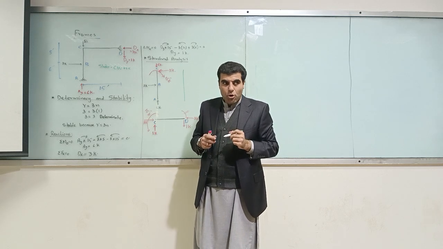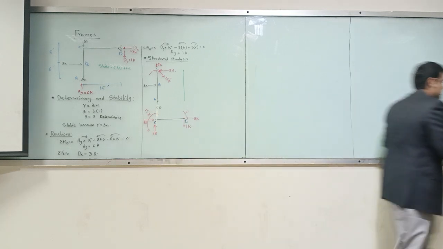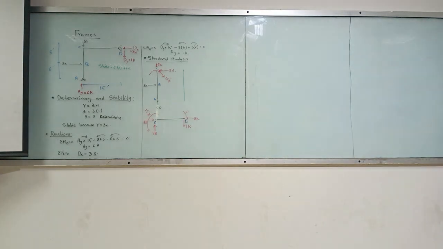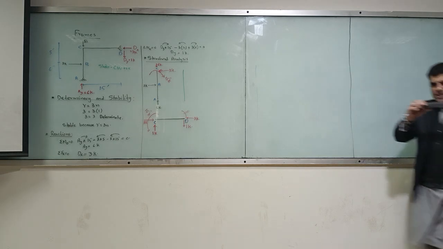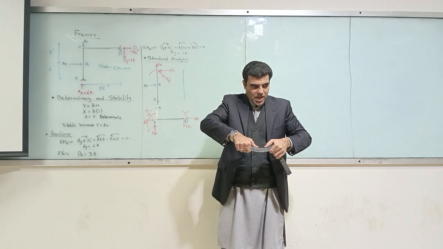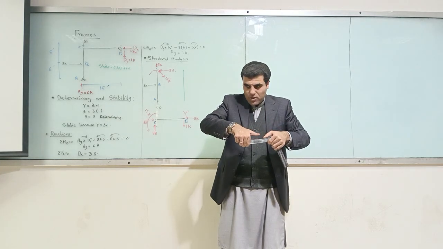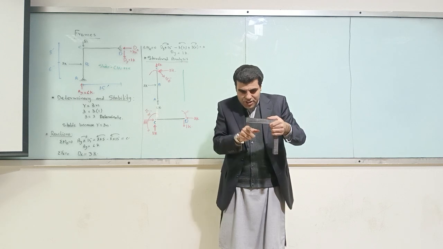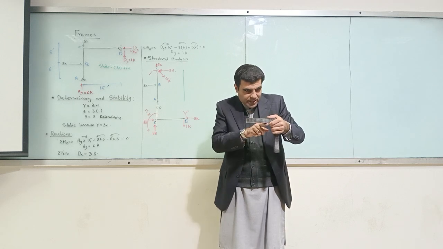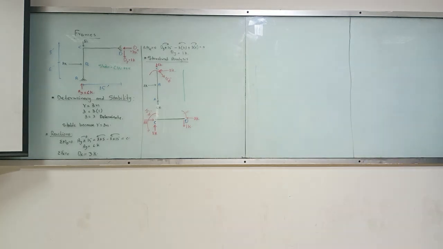And moment we will draw on the tension side. What do I mean by moment drawn on the tension side? What I mean is, if I have this structure and this structure is bent like this, then this is tension and the top one is compression. So I'll draw my moment over here.